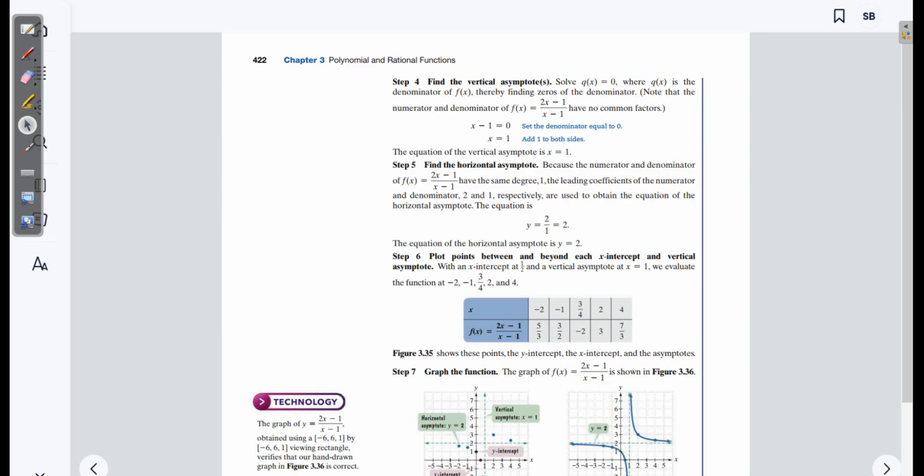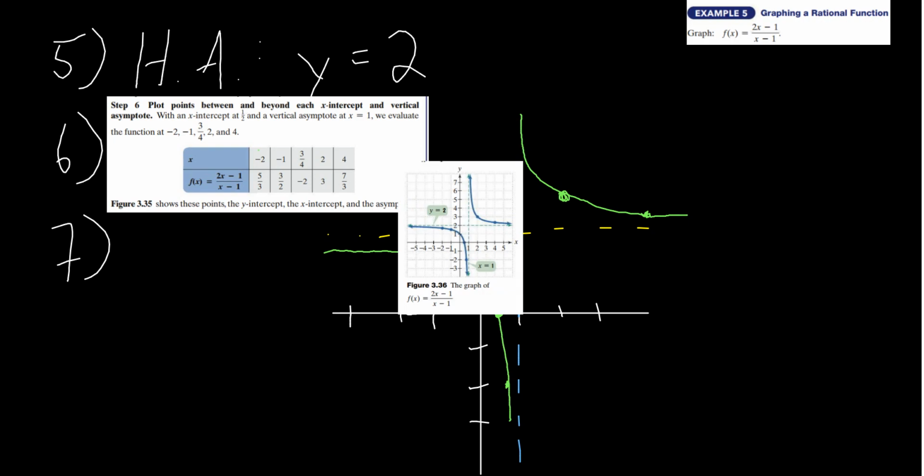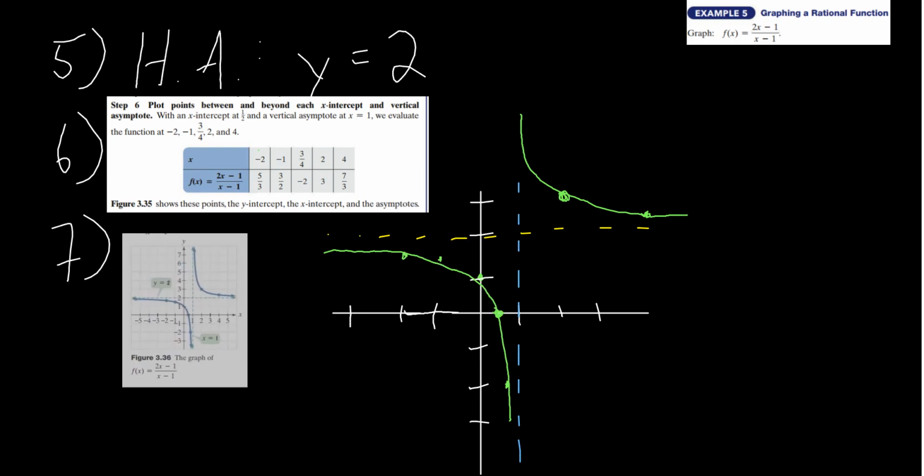And as usual, I'm going to give you the better graph, so you have a better understanding of it.